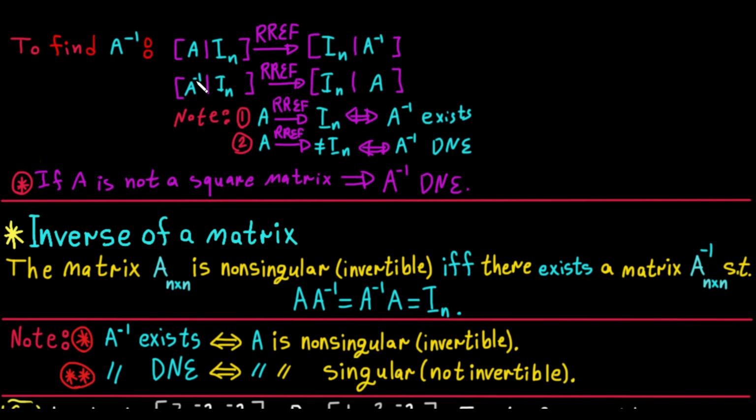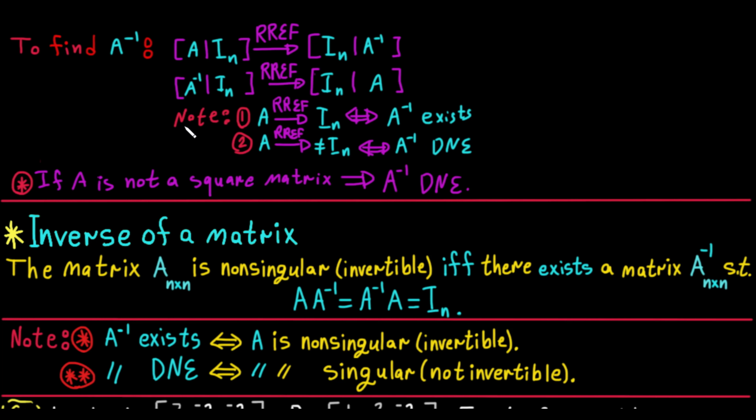then if you can transform this A inverse to identity, you will get back to A. That's why I put it in the second line, because I switched them. So just to remind yourself, if you have A and you can transform it to identity, then A inverse is on the right hand side. But if you cannot transform A to identity, then A inverse does not exist.